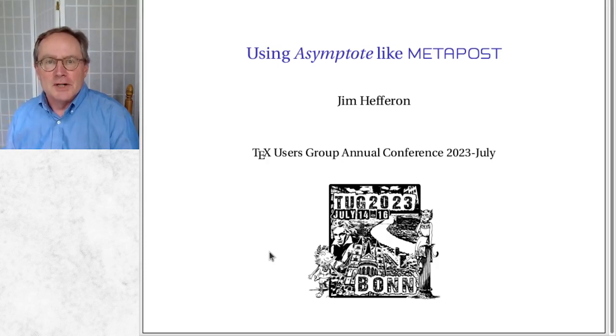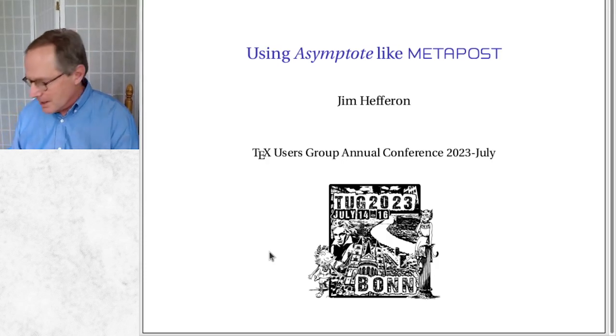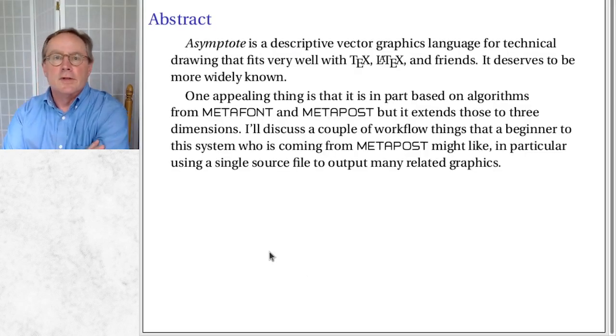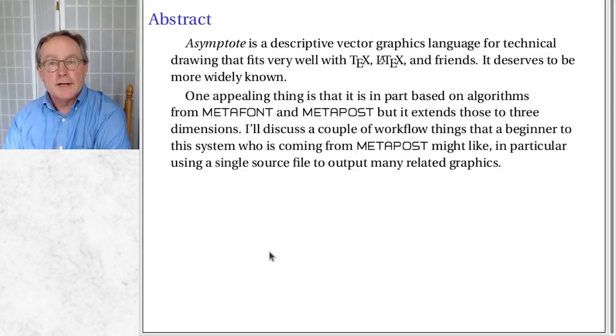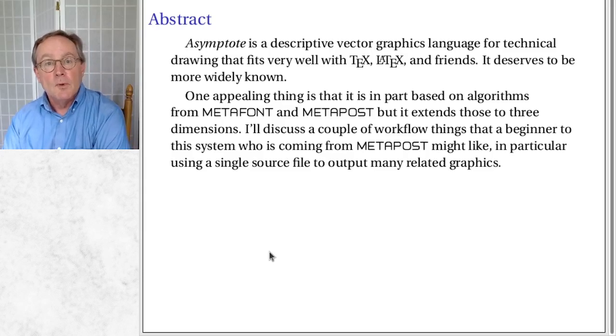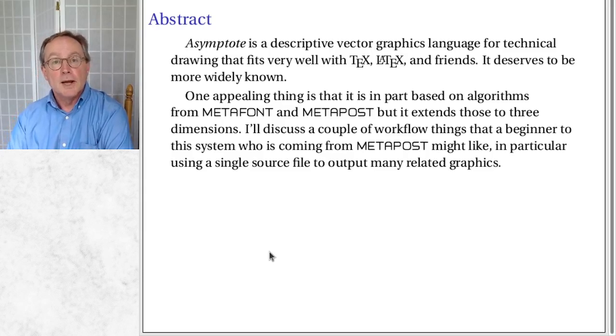Okay, so I want to talk about using Asymptote like MetaPost. The abstract is that Asymptote is a descriptive vector graphics language for technical drawing that fits well with LaTeX and friends, and I think it deserves to be more widely known. So that's why I'm talking about it.